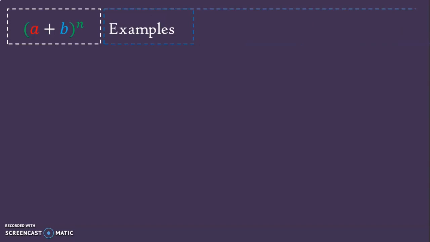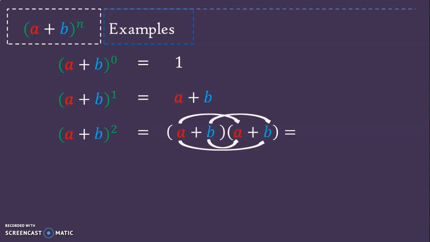When we take the binomial a plus b to the power of 0, then obviously we know the answer is 1. Next, we take the binomial a plus b to the power of 1. Then we know that the answer will be a plus b. Then how about when we take the binomial a plus b to the power of 2? We can calculate it by multiplying a plus b times a plus b. We will get a squared plus 2ab plus b squared.